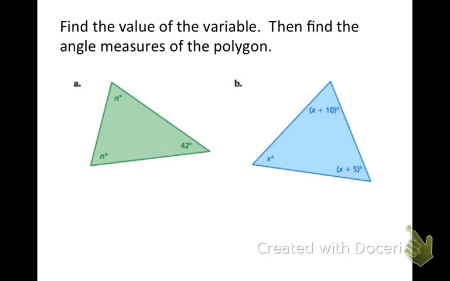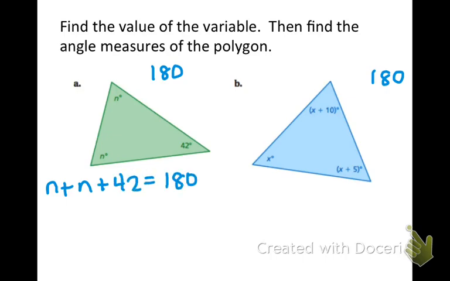Similar to last night, this time there's going to be more variables. We're going to find the missing value and then find all the measures of the angles. So we know that since this is a triangle, the total sum of the angles is 180. Same for over here. So I can write and solve an equation. One angle plus another angle plus the third angle has to equal 180.